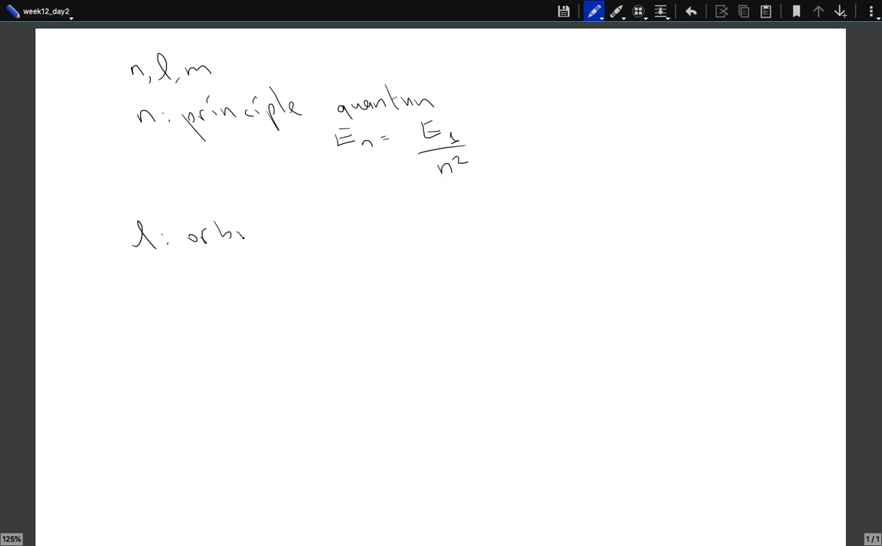L is called the orbital quantum number. The angular momentum of the electron around the nucleus can only take discrete values, which are determined by this L quantum number, and there is also the magnetic quantum number, sometimes denoted by ML.